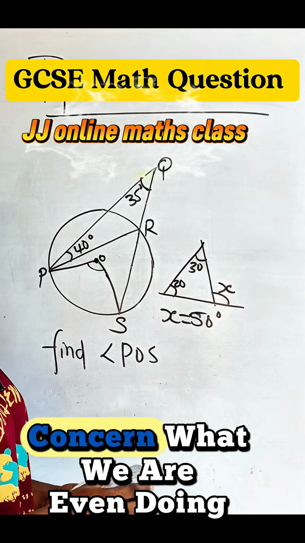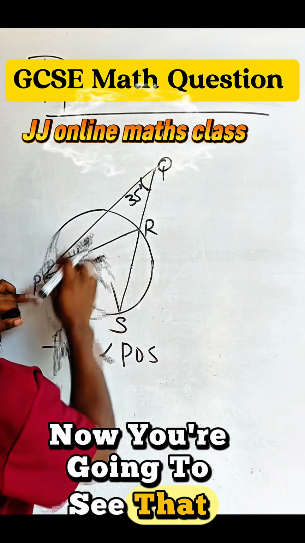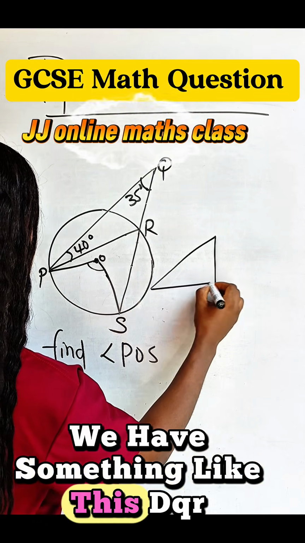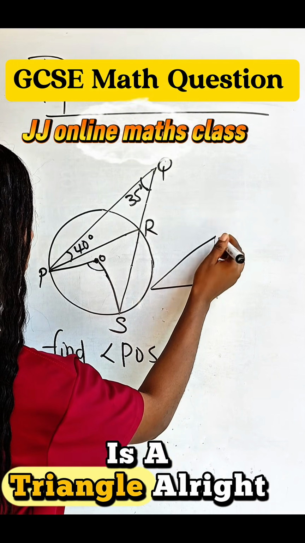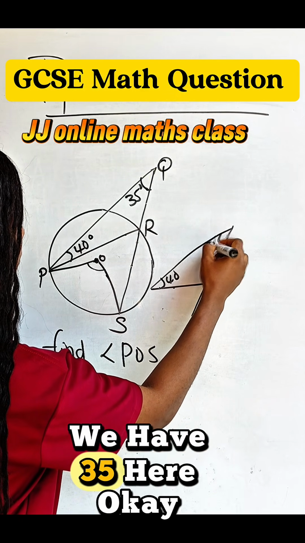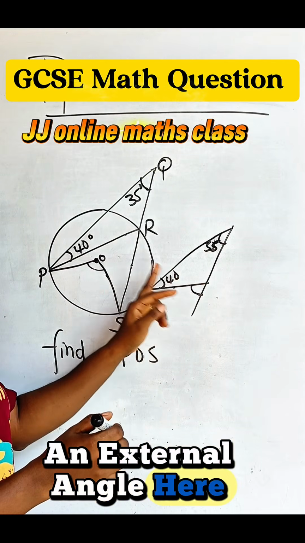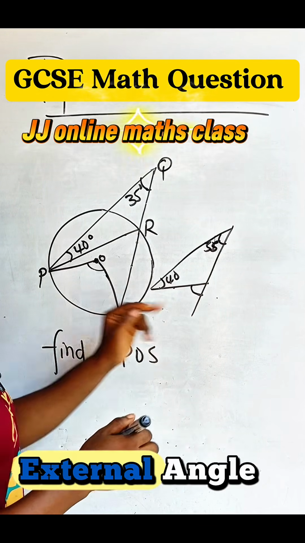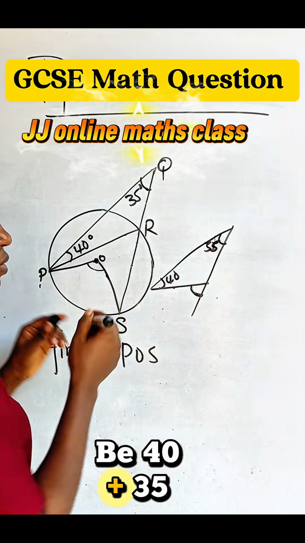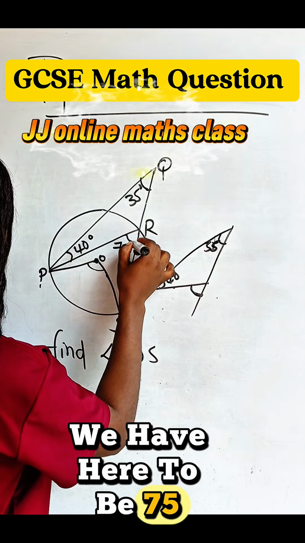Now, how does this concern what we are even doing here? When you look at this diagram, you are going to see that PQR is a triangle, right? We have 40 here, we have 35 here. So you can see that there's an external angle here. Angle PRS is actually an external angle. So it means that this external angle should be 40 plus 35, which is 75. So now we have this to be 75 degrees.